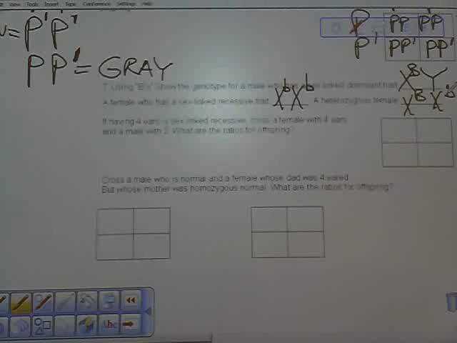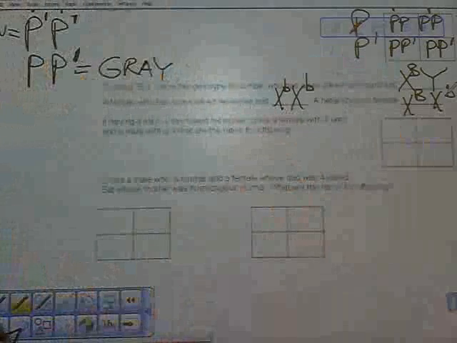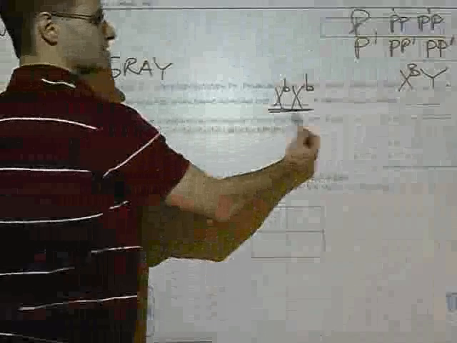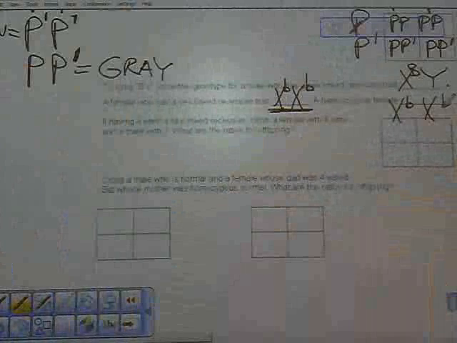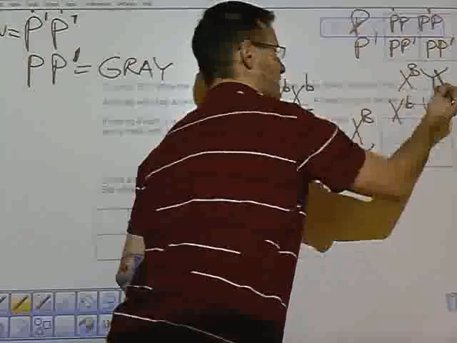And the problem says if having 4 ears is sex-linked recessive, cross a female with 4 ears and a male with 2. Our female with 4 ears, let's put on top, but I'm going to erase this since it's kind of in my way. Our female with 4 ears, since 4 ears is recessive, is going to have this genotype, X little b, X little b. A 2-eared male, meaning he's normal, so he has the alternative form, which in this case is dominant. So it would look like this one up here. X big B with a Y.